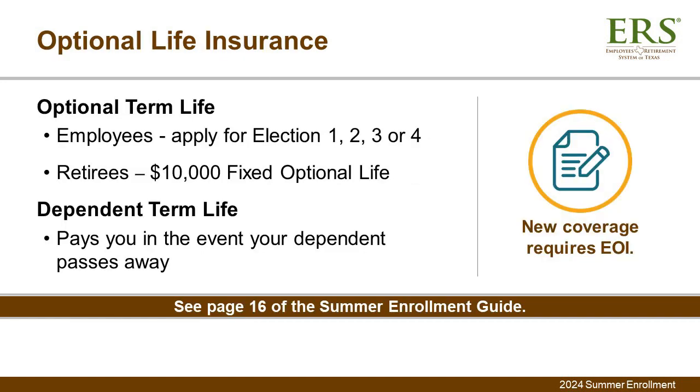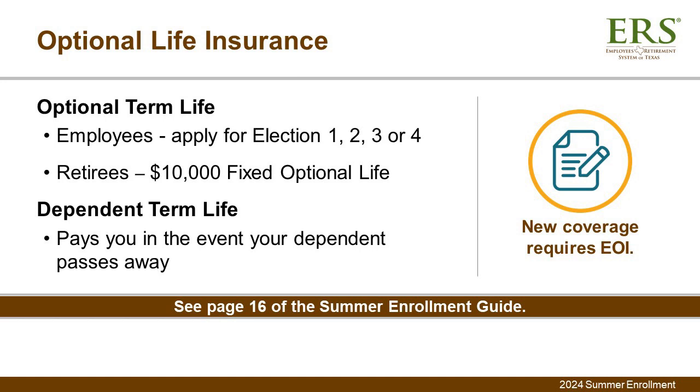The next optional benefit we're going to discuss is life insurance. Remember, your health insurance policy includes a basic term life insurance policy. Retirees is a $2,500 policy, and active employees is $5,000. Optional term life insurance options are different for employees and retirees.